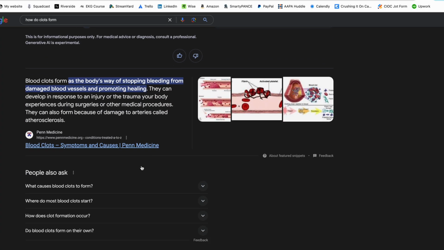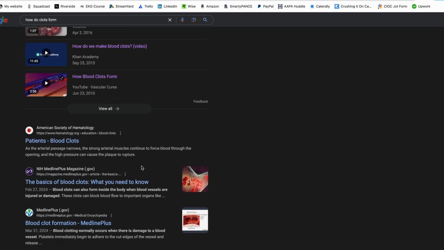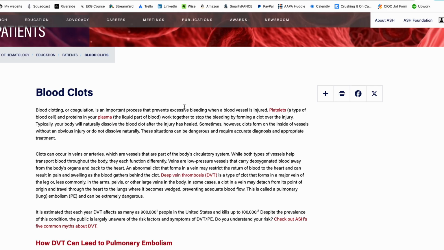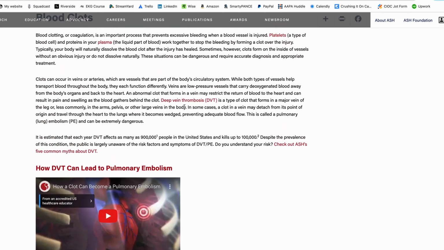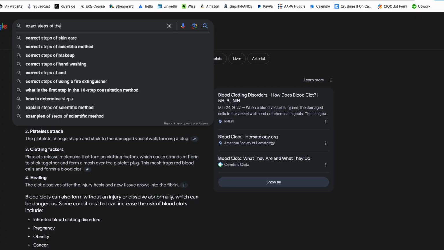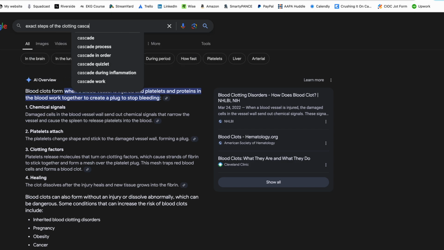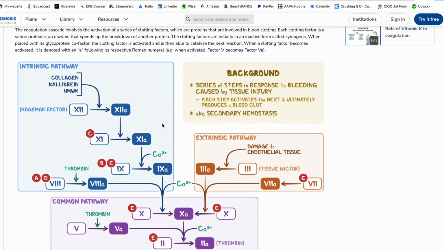Now, I did ahead of time scroll through and look at some of these things, and most of these are talking about just blood clots and how they form for patients and getting people that kind of information. So you might want to Google something like exact steps of the clotting cascade or clotting process. You're looking for a teaching site, this is going to tell you the exact steps.